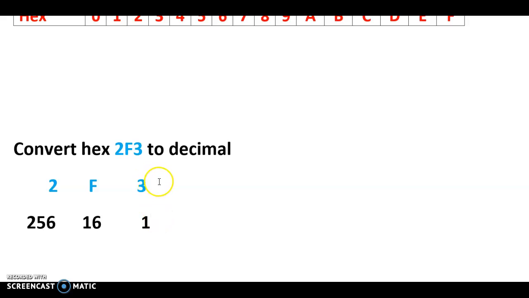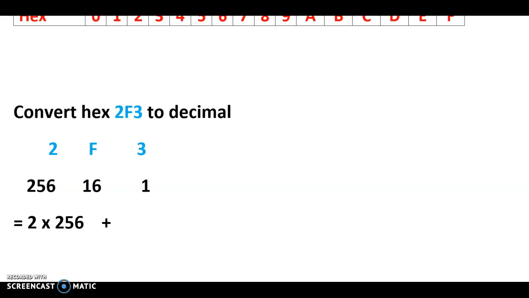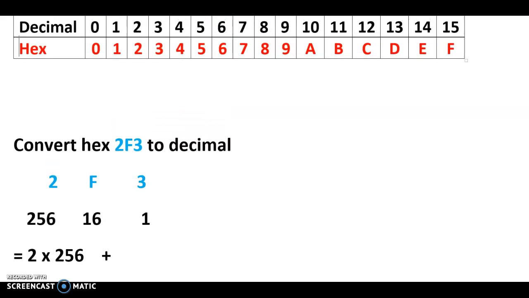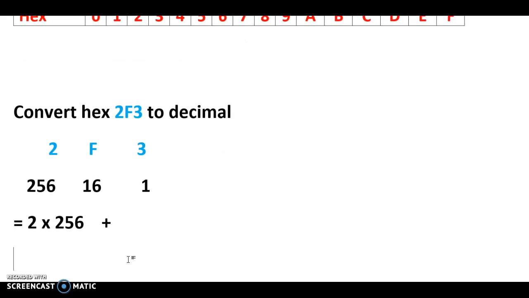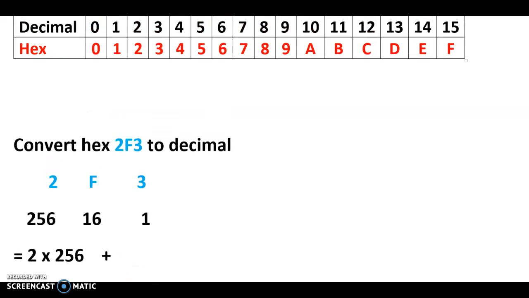Then what we're going to do is multiply each position of the first row by the second row. So in the first row we have a 2, underneath that we have a 256. We're going to multiply 2 by 256, and then add to that, in the second position we have an F. If you go back to that chart, you see F is number 15. F means 15, so instead of F I'm going to write 15.